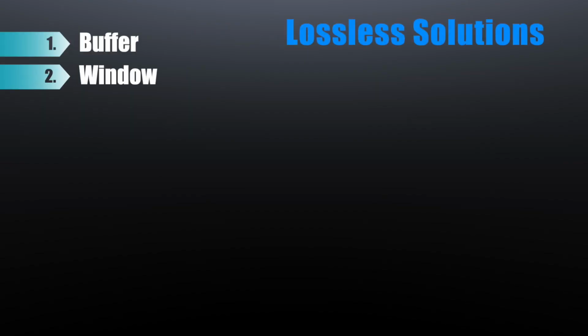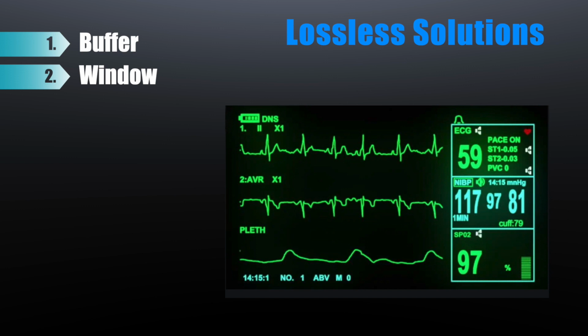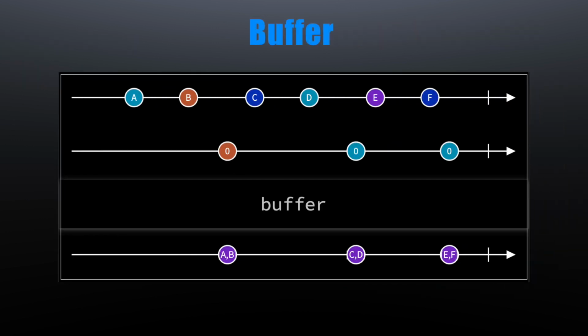Buffer and window are the two operators that you can use to implement the lossless solution for the back pressure problem. Let's take a look at the working of these two. The buffer operator basically collects all the elements from the source observable into memory and emits them in the form of a bundle after the given interval of time periodically. With the help of a marble diagram, you can understand this working. You can see in the third line, the buffer operator is emitting bundles of items like A, B, C, D and E, F within the given periodic time interval. In that way, it is able to control the back pressure from the observable.